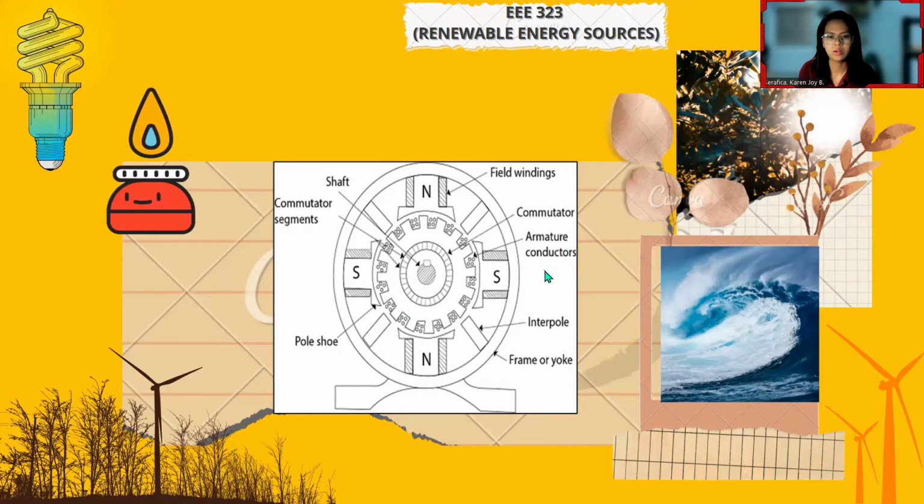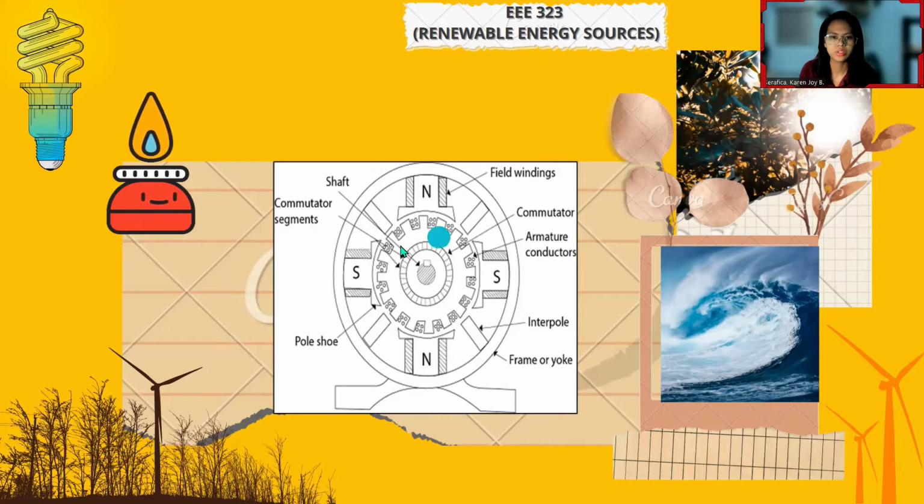So ano nga ba yung armature conductors? It is like a cylindrical shape mounted on the shaft. So, ang function nito is to provide a path of low reluctance to the magnetic flux produced by the field winding. Next is the commutator. Ang function naman nito is to facilitate the collection of current from the armature conductors to convert internally developed alternating EMF to unidirectional DC EMF.